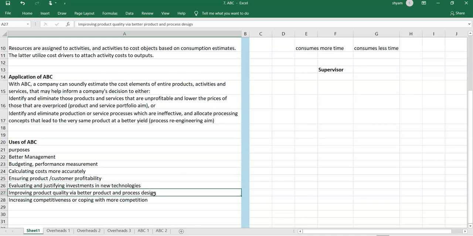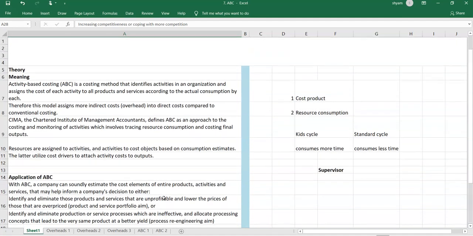We could improve the product quality by redesigning the activities itself, and increasing competitiveness, or coping with more competition. So it helps the company to be more competitive. So this is about the ABC concept here.